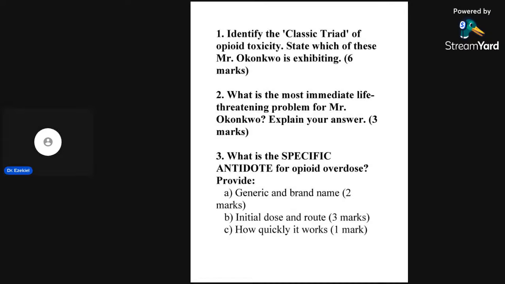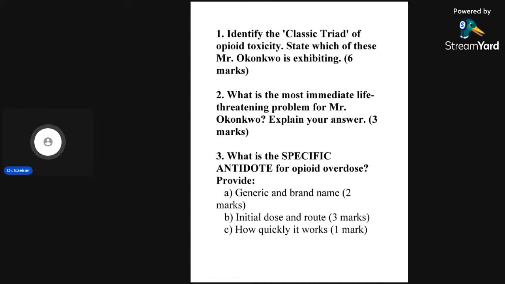Case study, question one. Identify the classic triad of opioid toxicity. All right. First of all, when you're going to identify patients that have opioid toxicity, they will have miosis. All right. That's the narrowing of the black of the eye. Do you understand the pupils? Then respiratory rate will be very low. Patient will be breathing very slow and sometimes very loudly. And there's decreased level of consciousness.